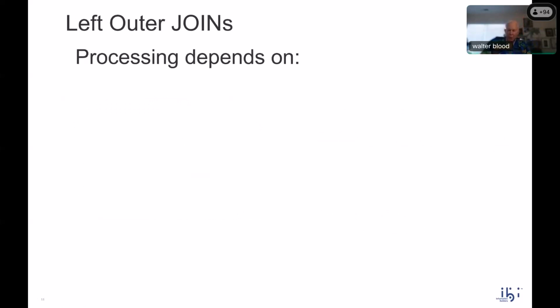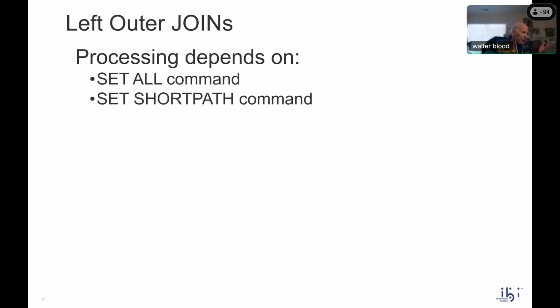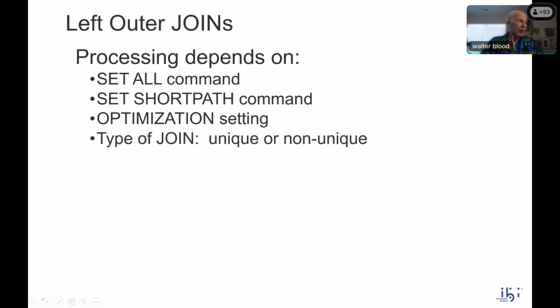Now, left outer join processing depends upon a number of things. There are a couple of commands. SET ALL basically allows us to control short paths. We also have a SET SHORTPATH command, which we'll talk about, and the optimization setting. The optimization is critical for the relational databases. SET ALL and SET SHORTPATH apply to everything. Now, if you specify left outer, you're going to always get a left outer, regardless of the setting. However, if you don't, these commands are going to be more important.